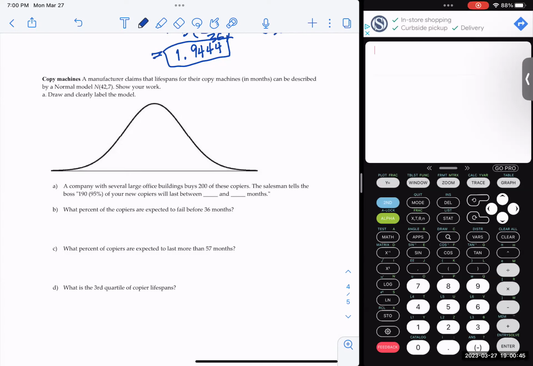Copy machines. A manufacturer claims that lifespans for their copy machines in months can be described by a normal model with, oh, I love this notation, which is why I wrote it this way here. It's such a nice compact thing because all the time we're assaulted with just so much information. And that gives you so much information in a tiny space. It's easy to absorb. What does the 42 mean? Yes, it's the mean. Very good. What does the 7 mean? Fantastic, right? And so if I'm trying to put this on my graph, where would the 42 go?